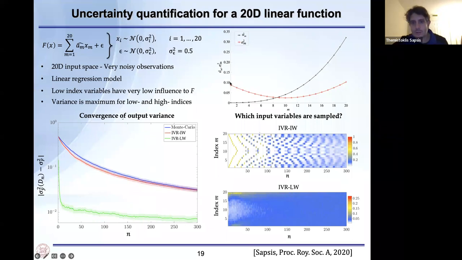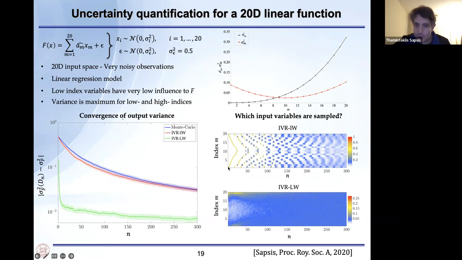The reason is because it's basically sampling according to the variance of the input, right? So it will start from the low indices and the high indices and it will move towards the center. On the other hand, if you use the likelihood weighted, very quickly it identifies where the action is, basically the high indices, and will focus there. You can see that from the plots on the right.